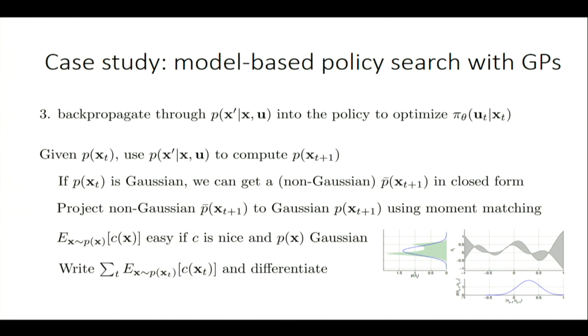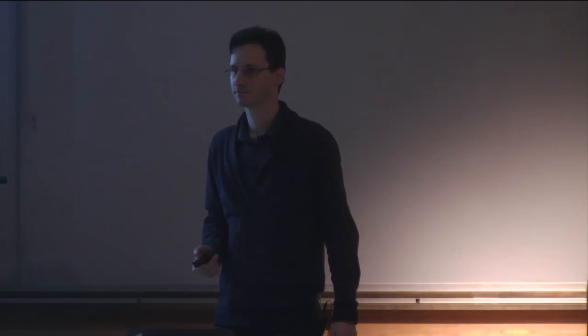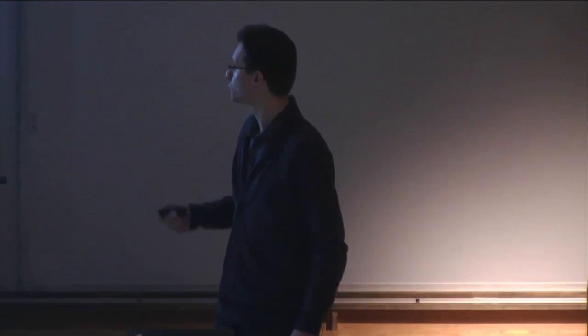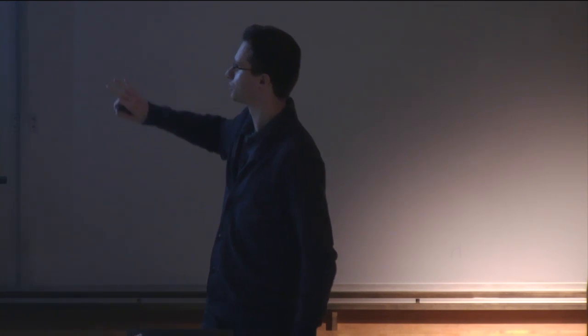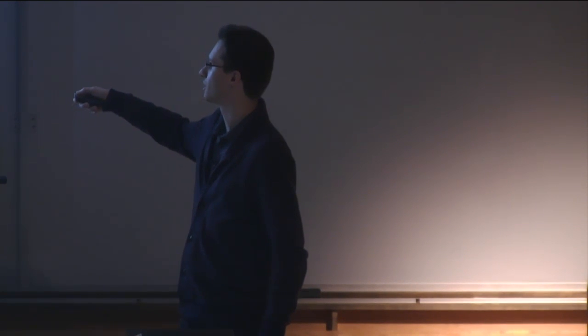Yes? When you say that the p of x t plus 1 is non-Gaussian, how are you actually getting that distribution? Is that from data, or? No. So there's no data at this point. So this is just step 3. So you've already trained your dynamics model. Your dynamics model is a Gaussian process.